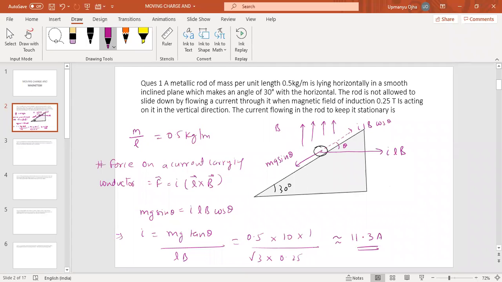Here we are using the concept that the force on a current carrying wire is IL cross B, and the direction of the force is due to the right hand rule. Length cross B should be on the right side.